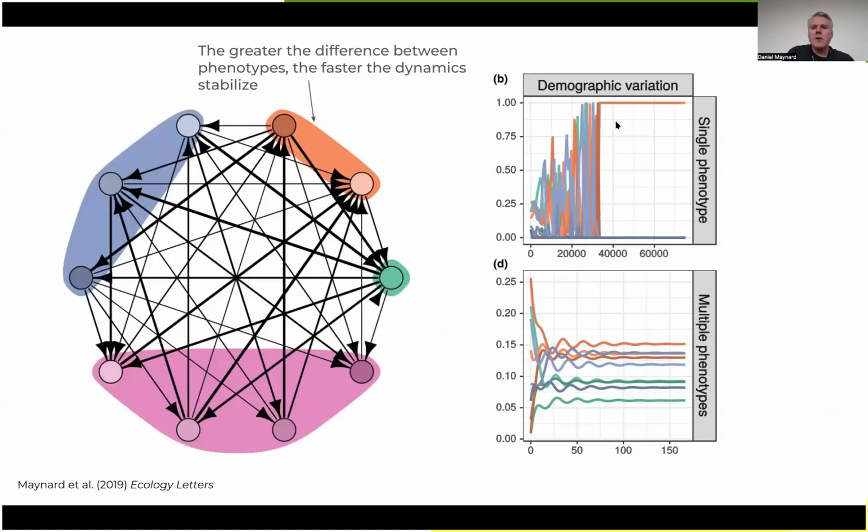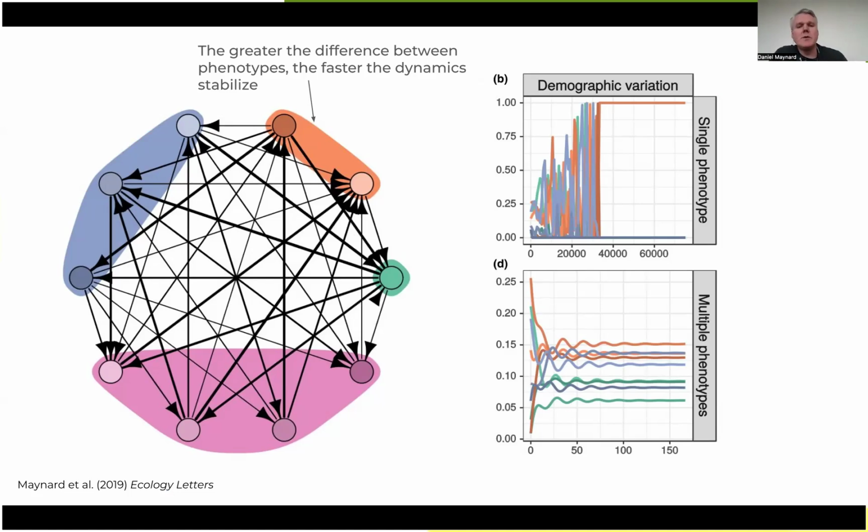And more importantly, what we show is that when you add demographic variation, so whether species grow at different rates, die at different rates, reproduce at different rates, or if we add in some sort of environmental noise, we now have stable dynamics provided at least one species has multiple phenotypes. And we also get this really nice result that the greater the difference between 2 phenotypes, the more stable that system is. So if species are really, really similar, essentially they act almost as one species and we get these oscillating dynamics. But as they get further and further apart, you're going to more quickly stabilize those dynamics.